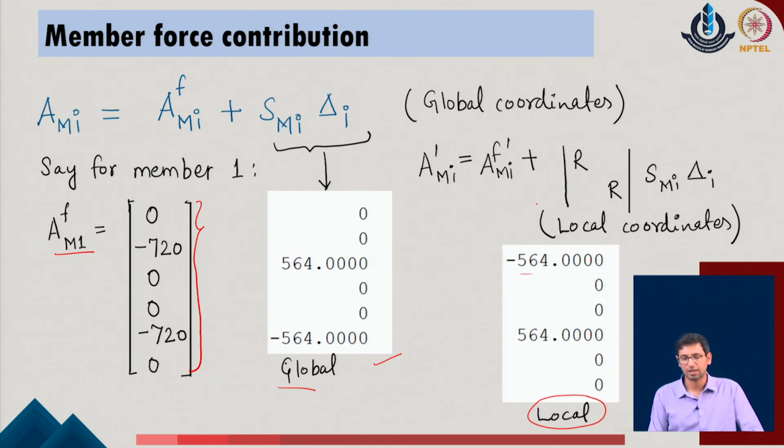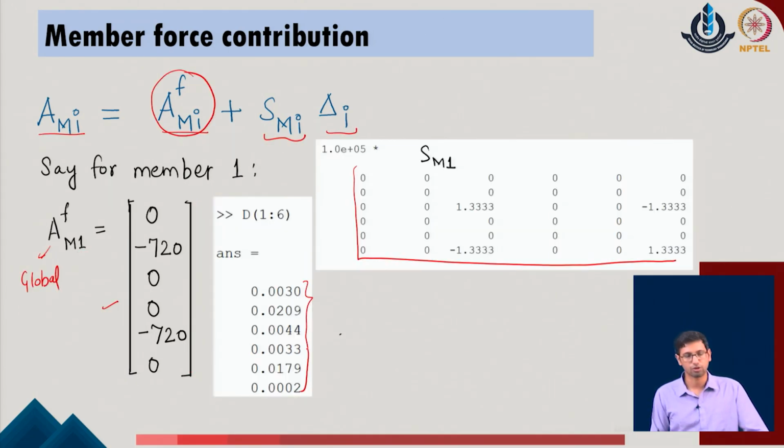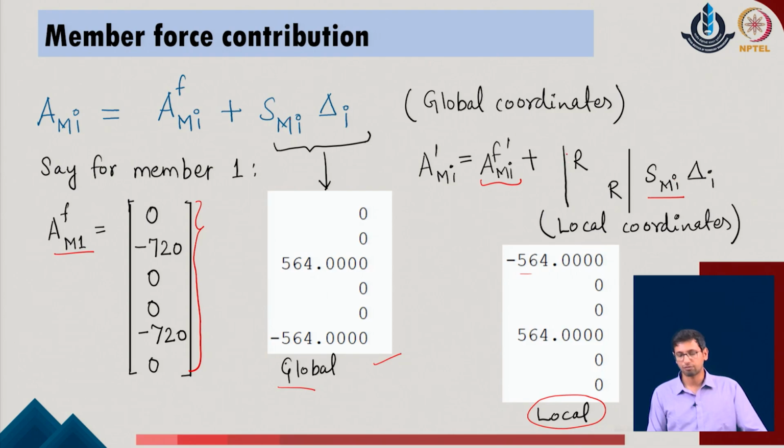To convert it, I can simply use the A of m, with respect to the transformed or member local coordinate fixed end forces, R into R, which is the rotation matrix, S of mi, which is the corresponding value we have already evaluated, and delta i, which we also evaluated in the previous step for the given member 1. Multiplying that with the rotation matrix parameters, we can get the overall value in the local coordinates as well.